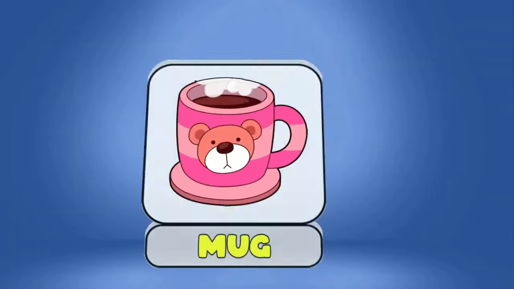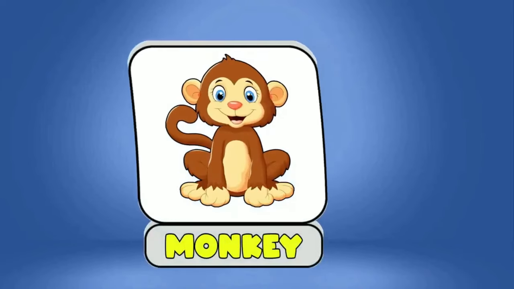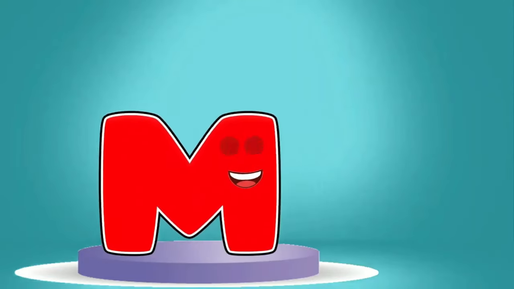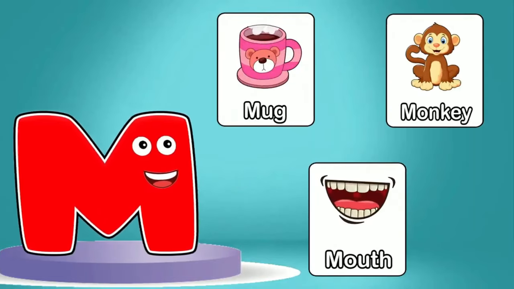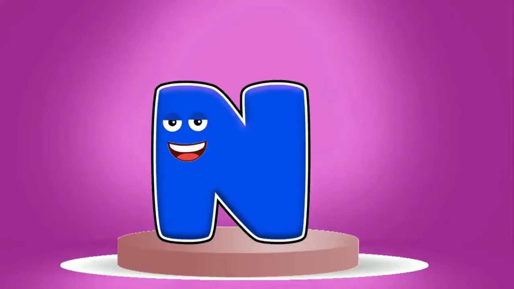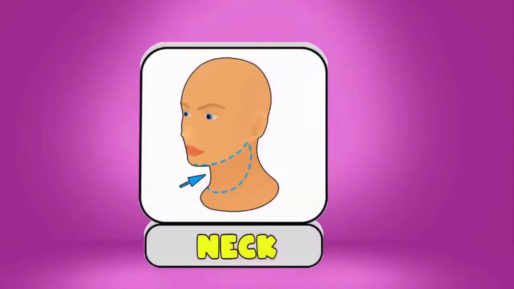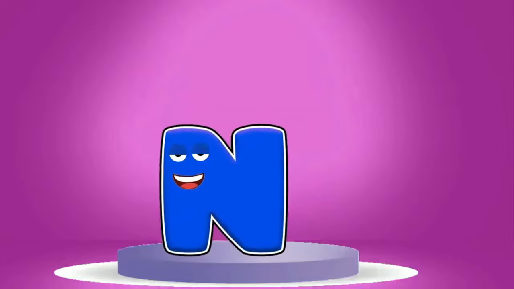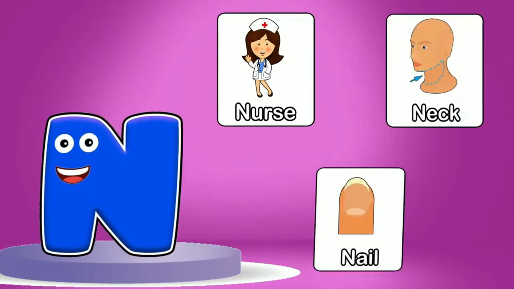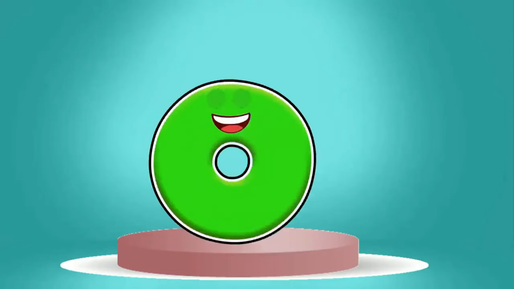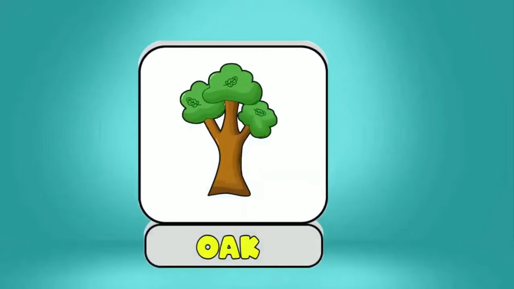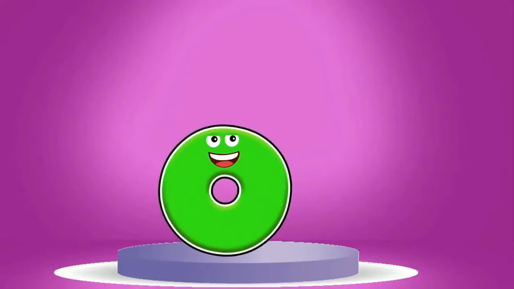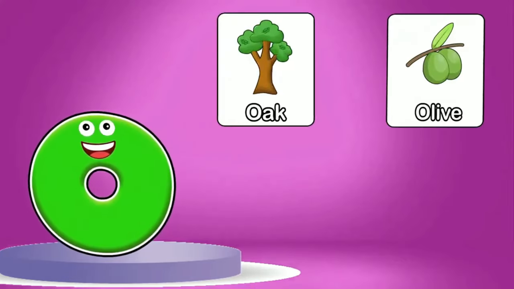This is M. M is for mug, monkey, mouth. M. Mug, monkey, mouth. This is N. N is for nurse, neck, nail. N. Nurse, neck, nail. This is O. O is for oak, olive, ox. O. Oak, olive, ox.